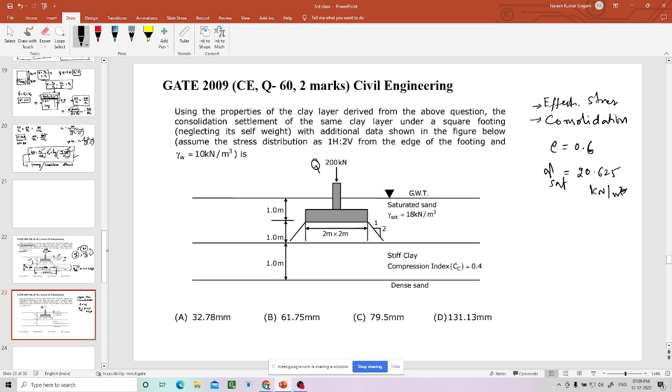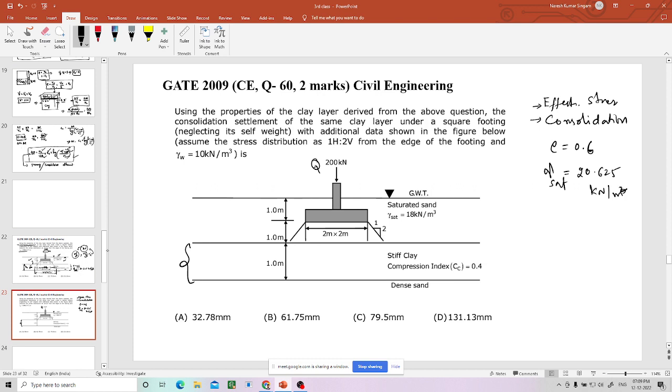See, sand will not consolidate over time. It will consolidate within a very small time, you can say within some number of hours. Whereas when we are talking about consolidation settlement, it is purely related to clay only. See, here we have clay, only this much. From here to here it is clay. So it will consolidate. The sand above will not be consolidating. That is already in a consolidated state always.